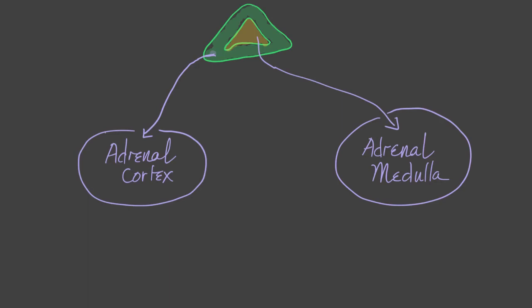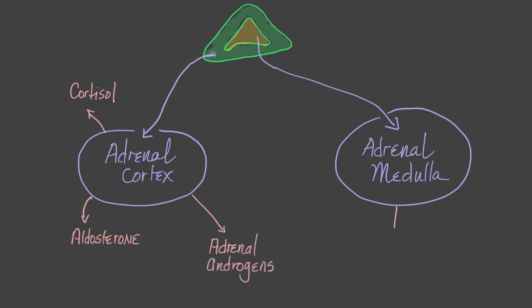Each of these parts are quite distinct and they each produce their own hormones with their own functions. So let's take a look at each one of them. The adrenal cortex produces three hormones: cortisol, aldosterone, and adrenal androgens. The adrenal medulla produces adrenaline and noradrenaline. They are also known as epinephrine and norepinephrine. They mean the same thing.